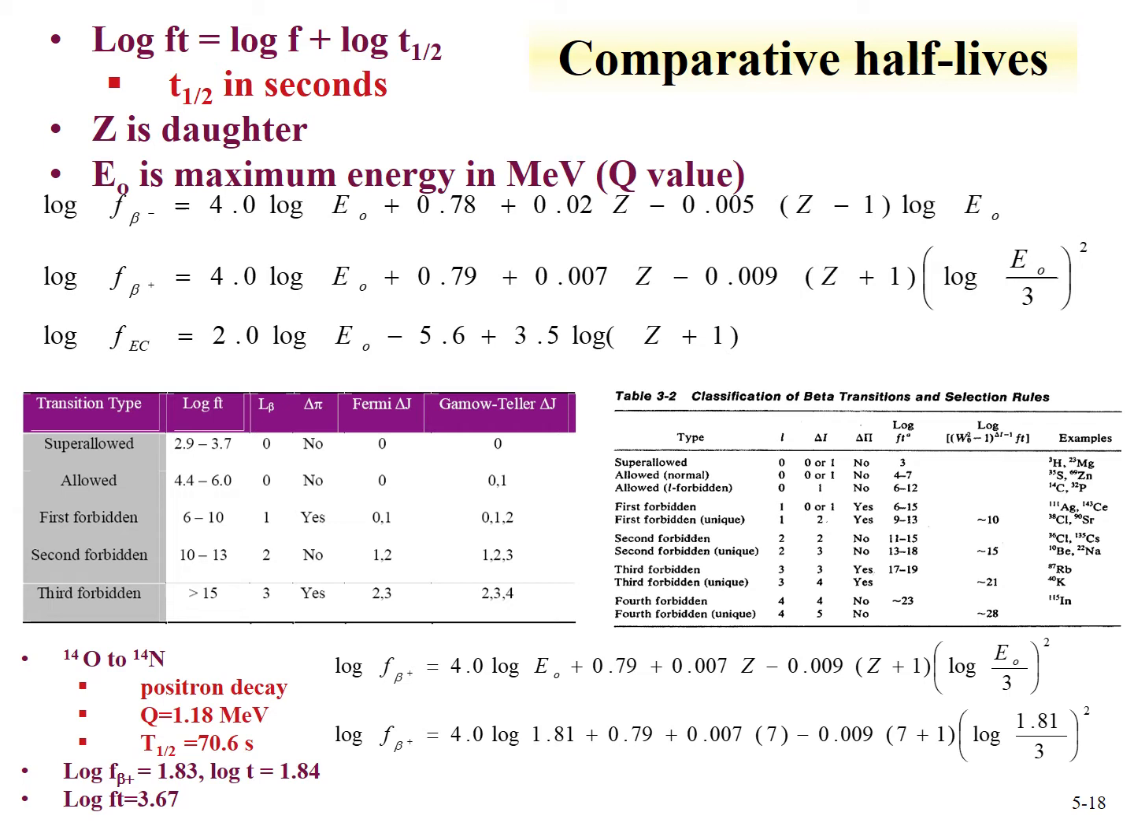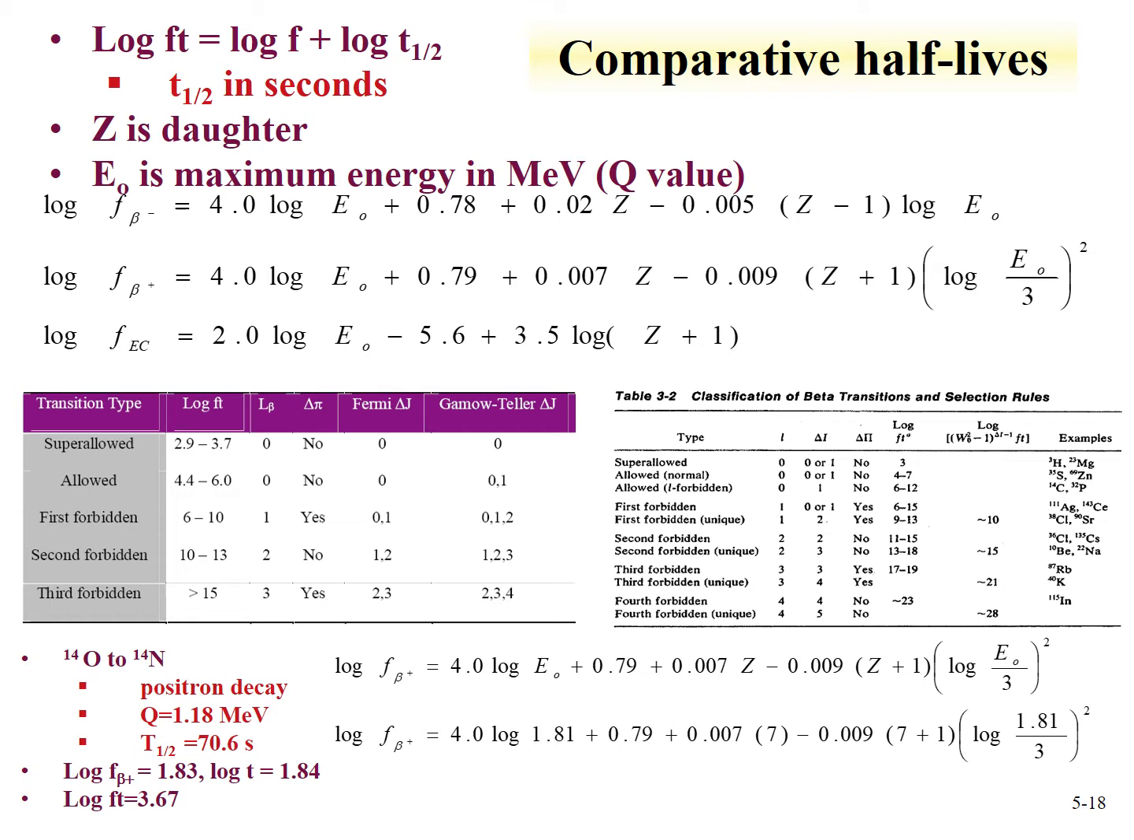Here we're going to have three equations that are listed for beta minus, positron, and electron capture, where all these equations are going to be functions of the Q value and the daughter Z. So this is fairly straightforward. If I know my daughter Z and I know my Q value, I can determine the log F value. If I get the half-life in seconds, the log Ft is nothing more than the log F plus the log of the half-life in seconds.